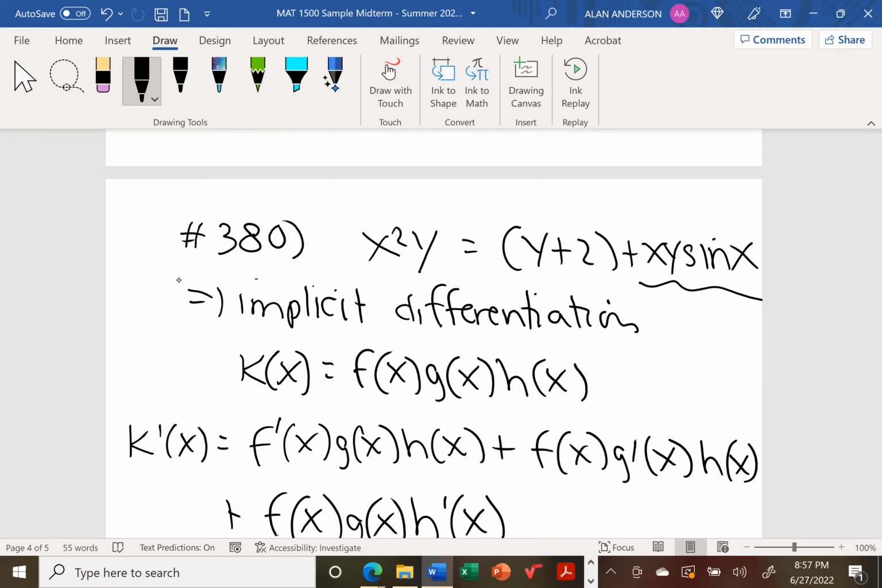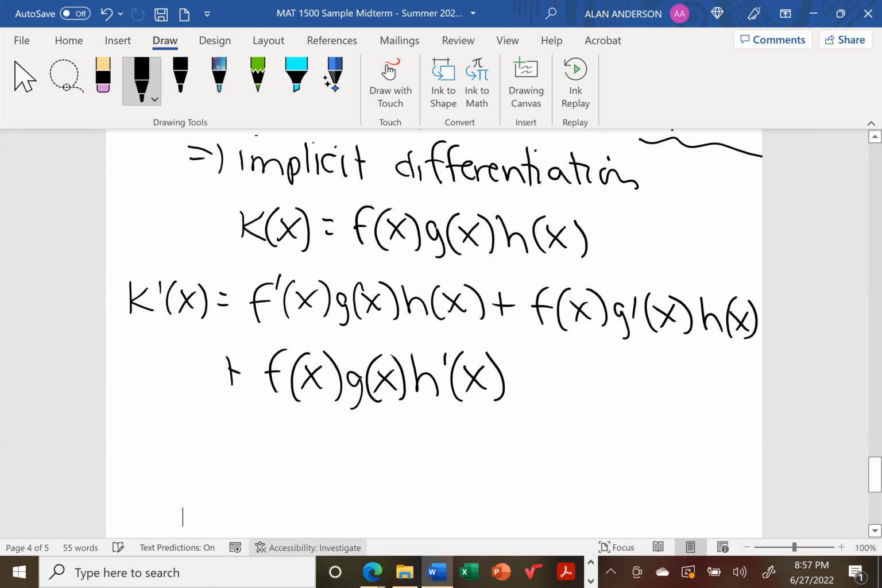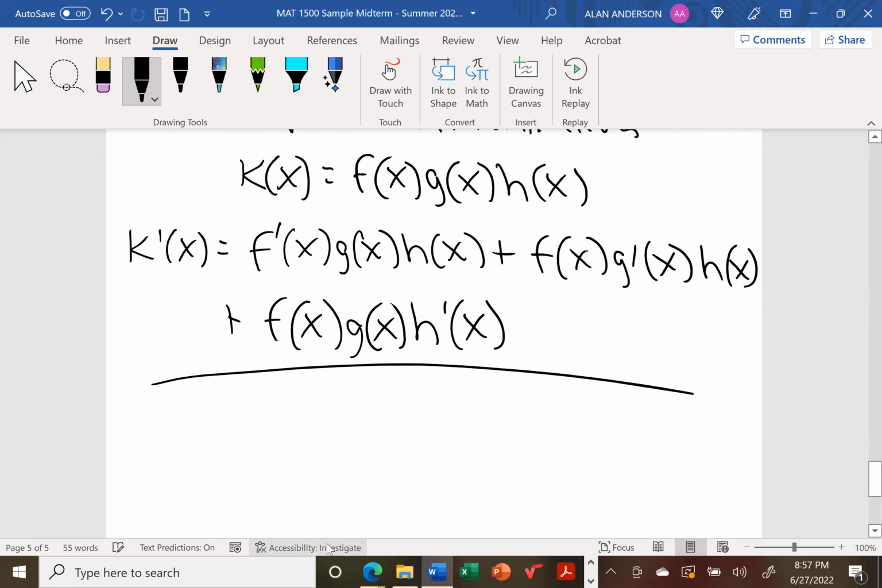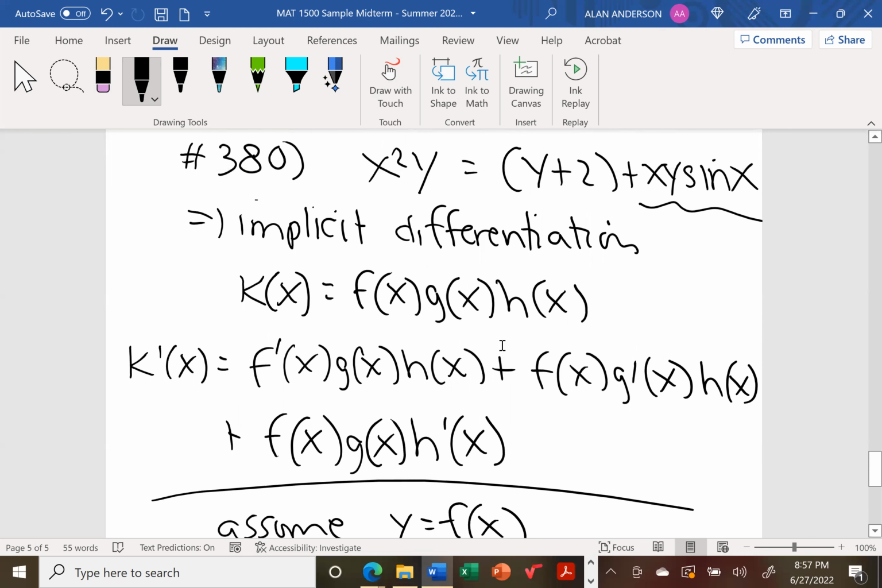Now, by the way, let me remind you quickly that with implicit differentiation, we are assuming that y is a function of x. Okay. We usually assume that anyway, but it should be clear that y is considered to be a function of x. So that's why it counts here. In other words, x is a function of x, y is a function of x, sine x is a function of x. That's why we need to resort to this rule.